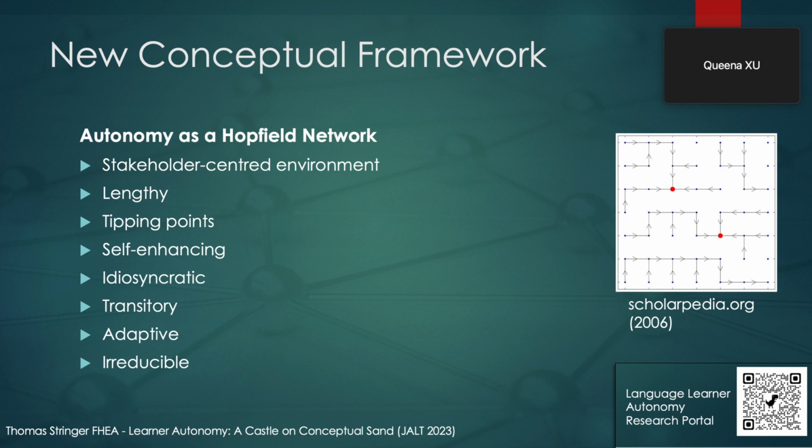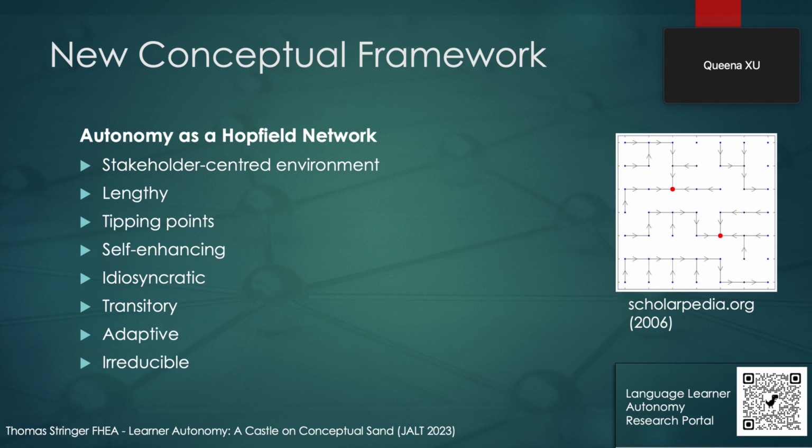It's lengthy. These changes, these emergences, will happen over long learning journeys, right? In multiple different contexts, running on concurrent timelines, that are sometimes seemingly disparate from the outside. There will be tipping points where there is nothing. Apparently, no language learner autonomy has emerged, and then, seemingly suddenly, it will be there. The system is also self-enhancing, meaning that once it's running, it will feed back into itself.